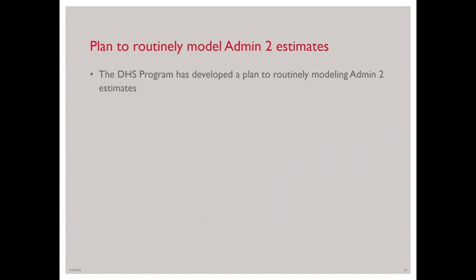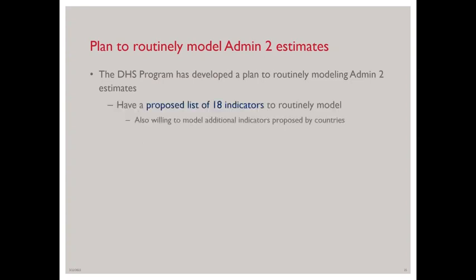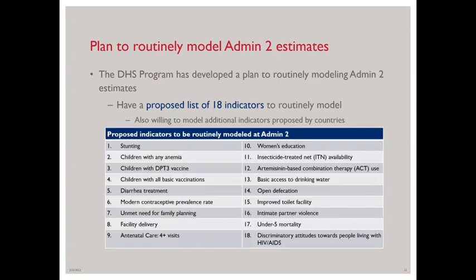So the DHS program has developed a plan to routinely model Admin 2 estimates for surveys. We have developed a proposed list of 18 indicators to start routinely modeling. The indicators represent the range of demographic and health topics that the DHS surveys cover. So we have variables on nutrition, child health, family planning, reproductive health, education, malaria, water and sanitation, domestic violence, childhood mortality, and HIV/AIDS.